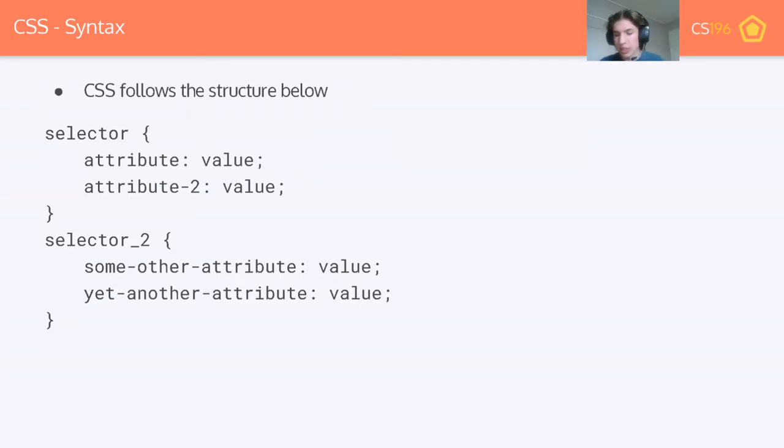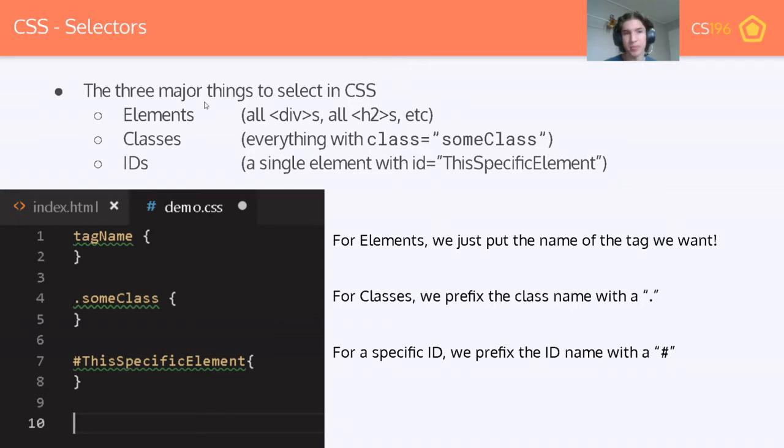Okay, so how do we actually write CSS? It follows this structure. You write a selector, is what we call it, and then in between curly braces, you write attribute value pairs. So selector, attribute value, a different attribute and maybe a different value, a different selector, a different attribute, a value, attribute value. You guys get it. So let's look at an example.